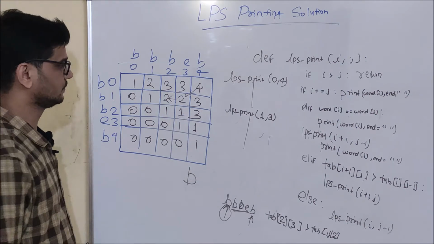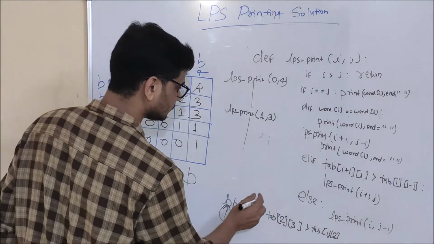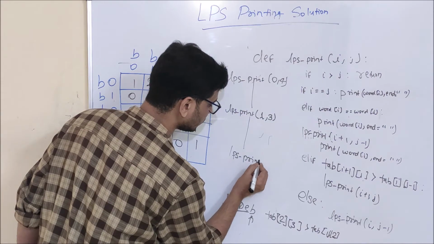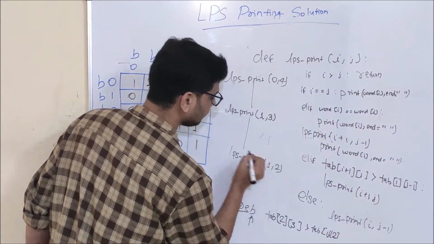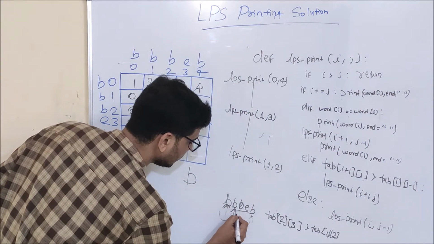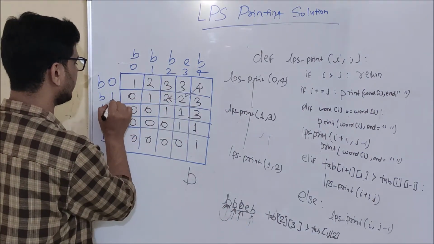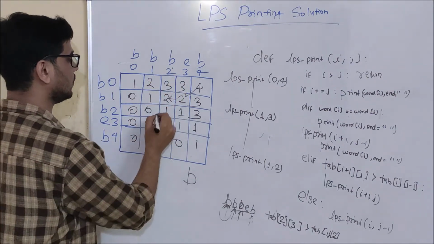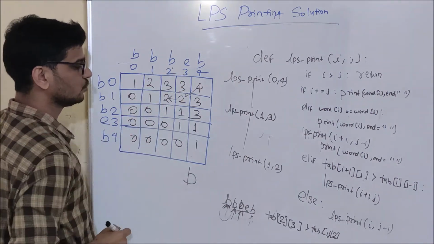Okay, got it? So I will move here, and again, this one will be executed, and I will call LPS print of 1, 2. That is, now my i will be here and j will be here, and in the table where I will be, i is equal to 1, j is 2. So I will be here in the context of the table. So I will match these two characters. So as you can see here, it is b and it is b. So these two are matching.